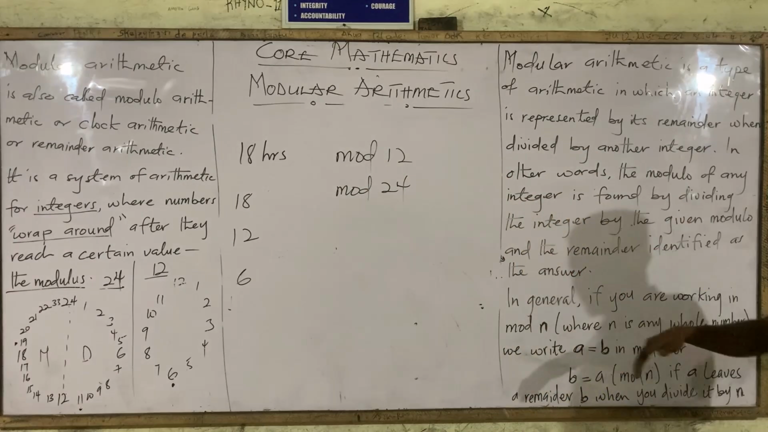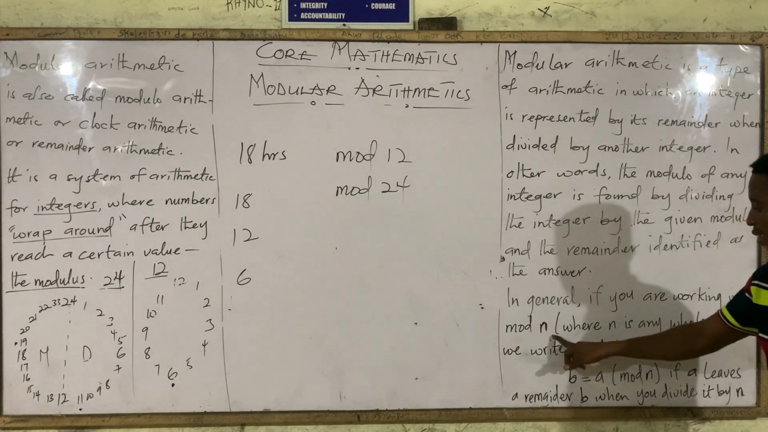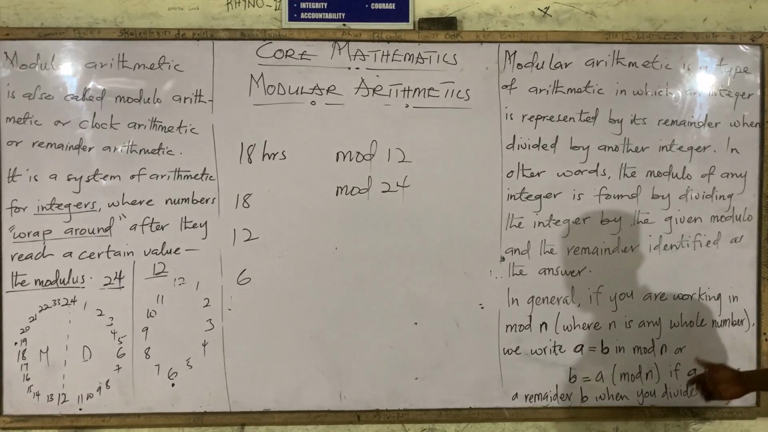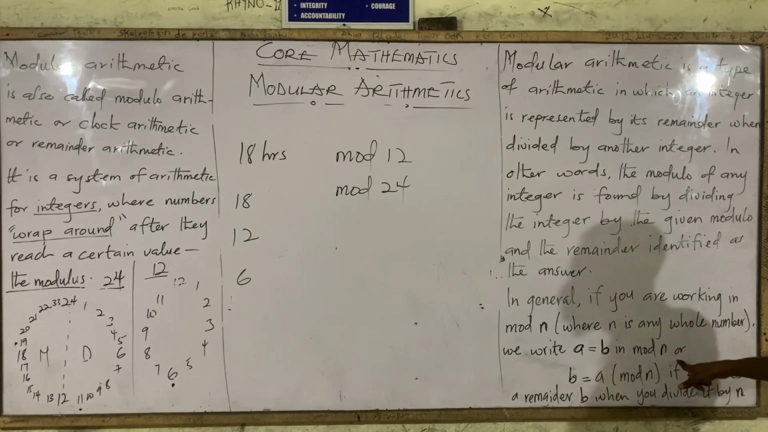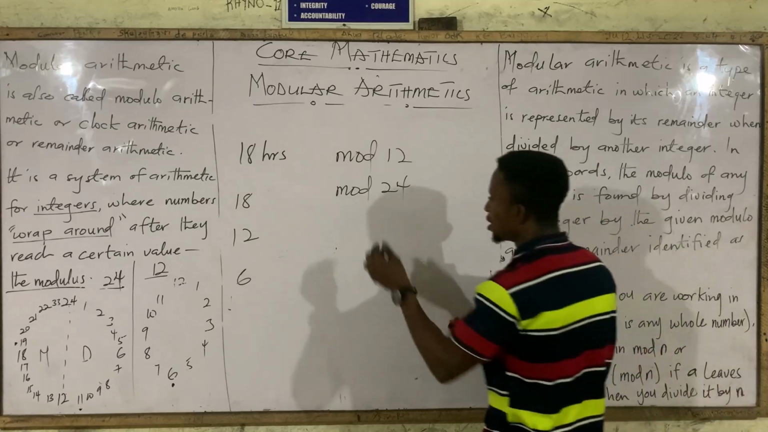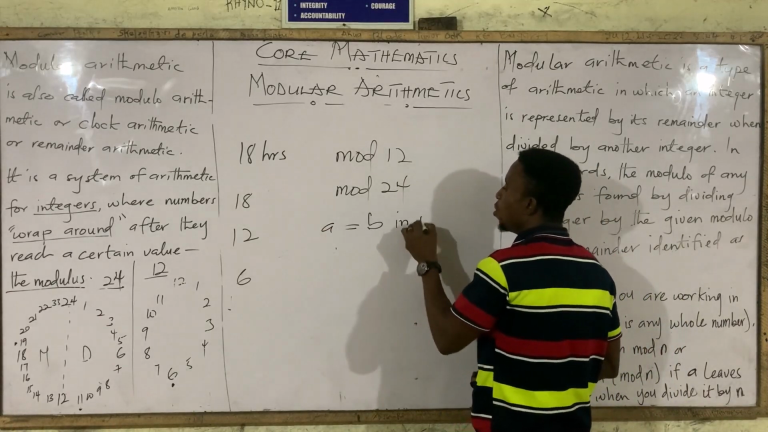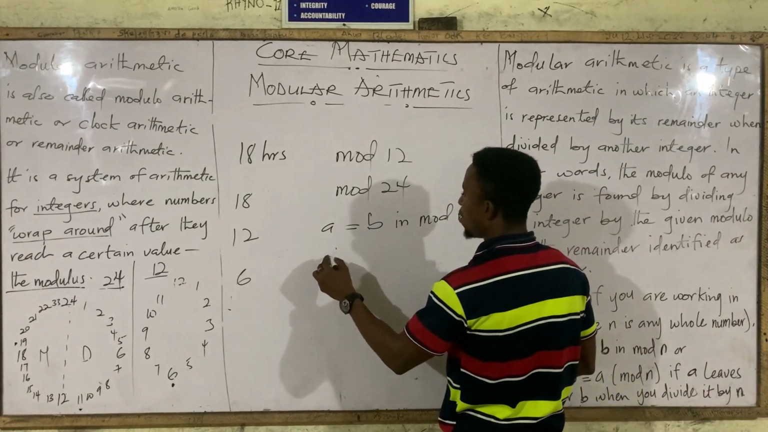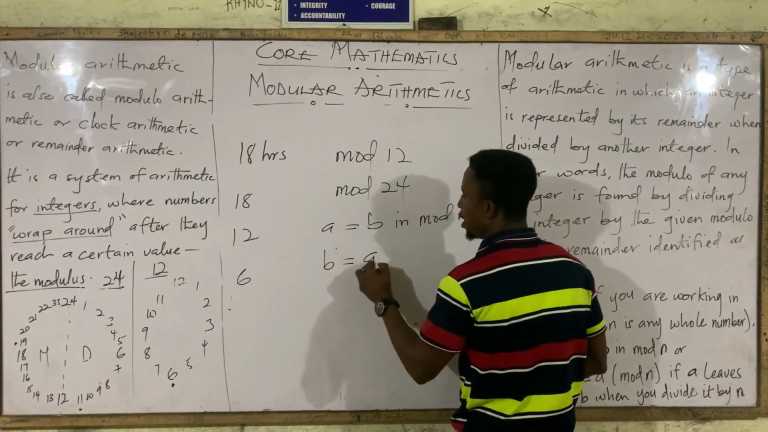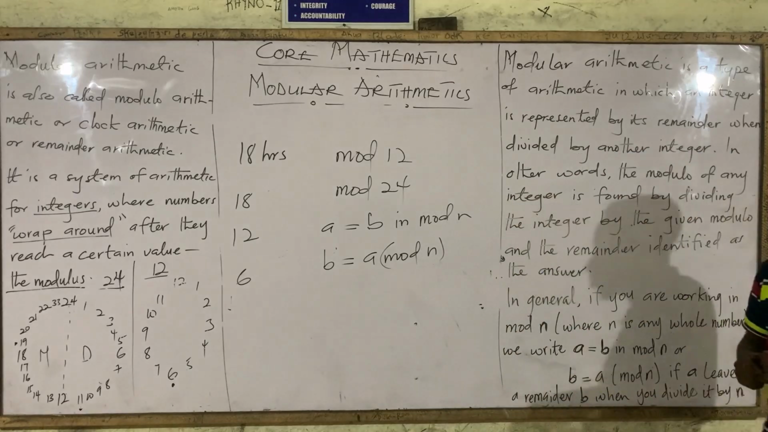So we are saying that in general, if you are working in mod n, where n is any whole number, we write a is equal to b in mod n. What does it mean? This is the limiting value. So we have a is equal to b in mod n. Or we can also say that b is equal to a mod n.